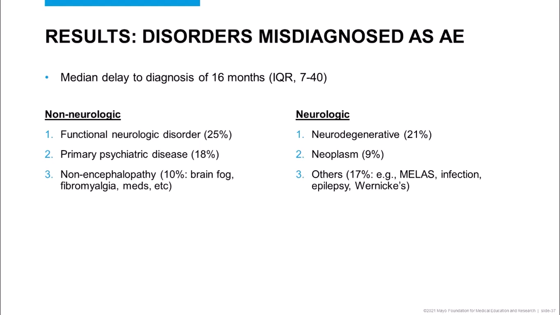There was the non-neurologic, or what we think about as non-neurologic, like functional neurologic disorder. I suppose that's a bit of a misnomer, but these were in the category of psychiatric/functional disorders. Primary psychiatric disease like depression with psychosis, for example, schizophrenia. Non-encephalopathy, as I said, patients with brain fog, fibromyalgia, medications. And then there were more definite neurologic conditions like we see here. Neurodegenerative conditions accounted for many, including cases of CJD and Alzheimer's disease, neoplastic, as I'll show some examples, and there were some others here that I'll show over the next slide.